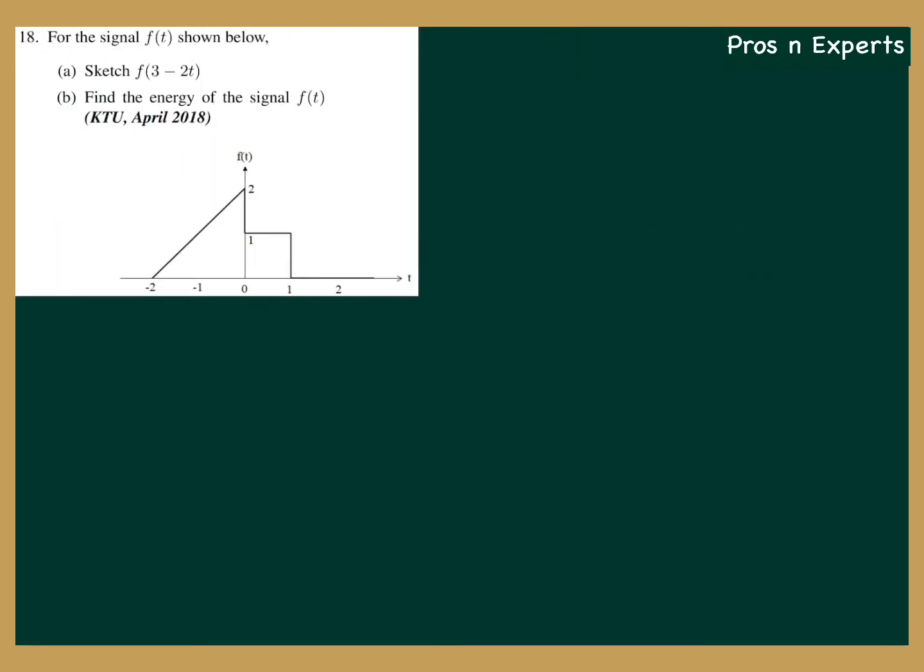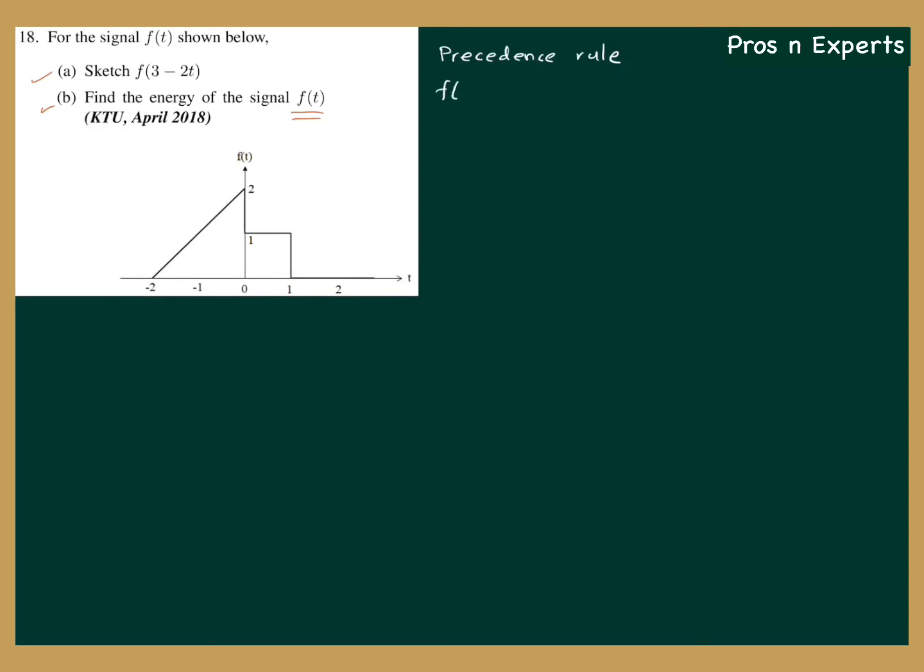Alright, next let us solve this problem. For the signal f of t, first sketch f of 3 minus 2t, then find the energy of the signal f of t. Okay, in order to sketch f of 3 minus 2t, we can see that there are two operations in f of 3 minus 2t, both shifting and scaling. So as per precedence rule, we first find out shifting, then scaling.